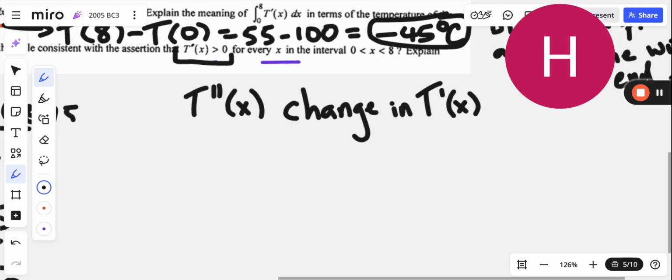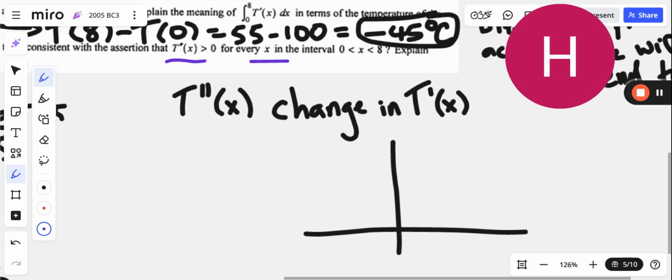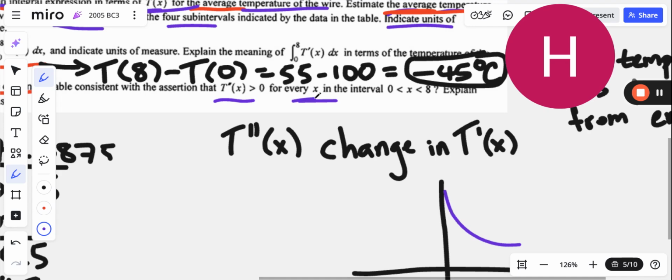Let me make sure I have this right. Since T prime is negative, but it's saying the second derivative is positive, they're saying that the change in temperature follows a concave up decrease, something like that, as opposed to a concave down. That would be T double prime is negative. This would be T double prime is positive. And it's claiming that that happens at every x in the interval.